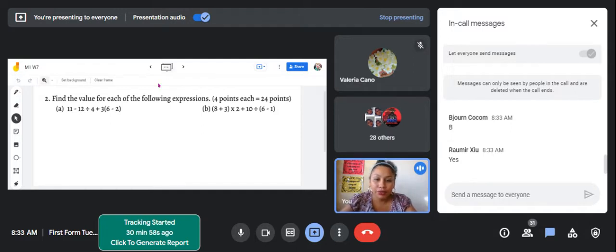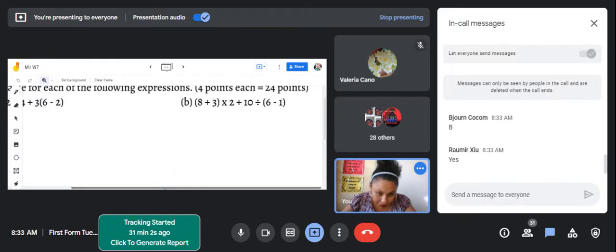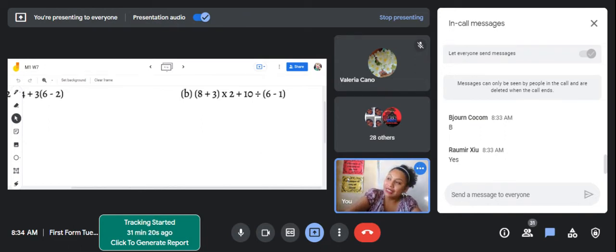Let me zoom in a little bit more. Okay, so now B says (8 + 3) times 2 + 10 divided by the difference of 6 and 1.